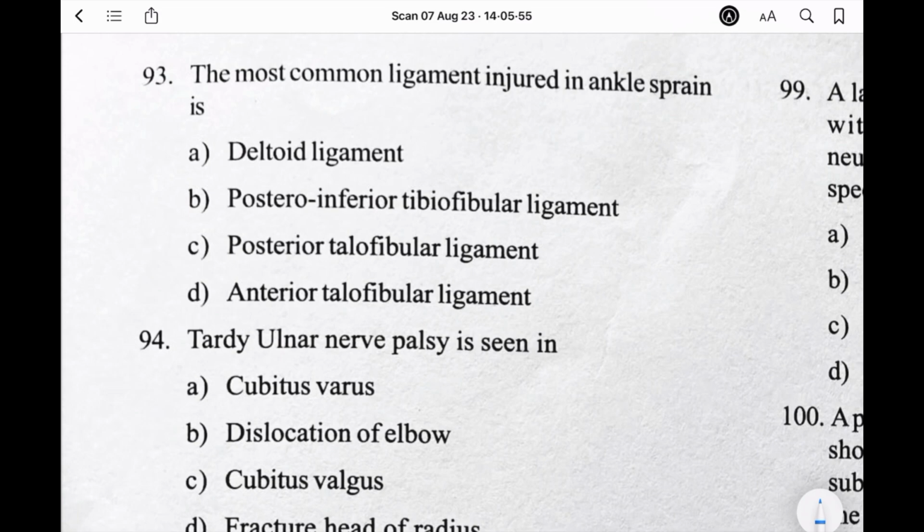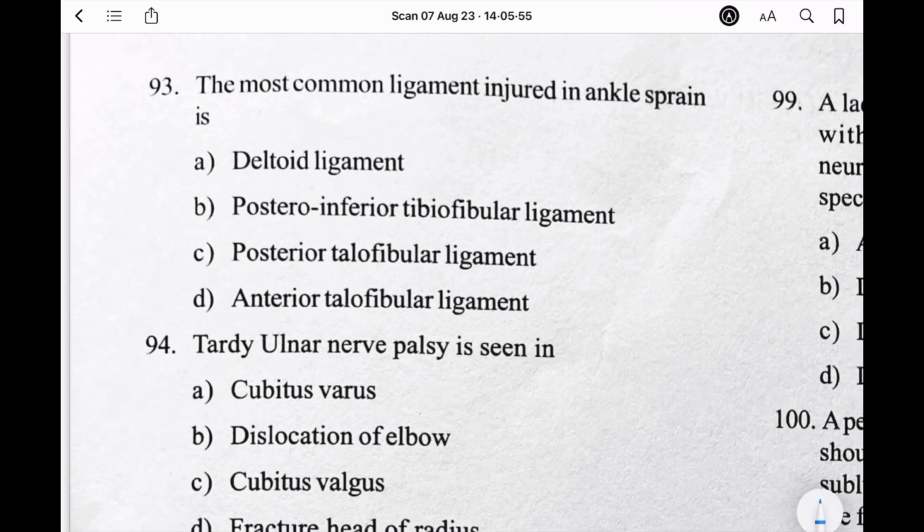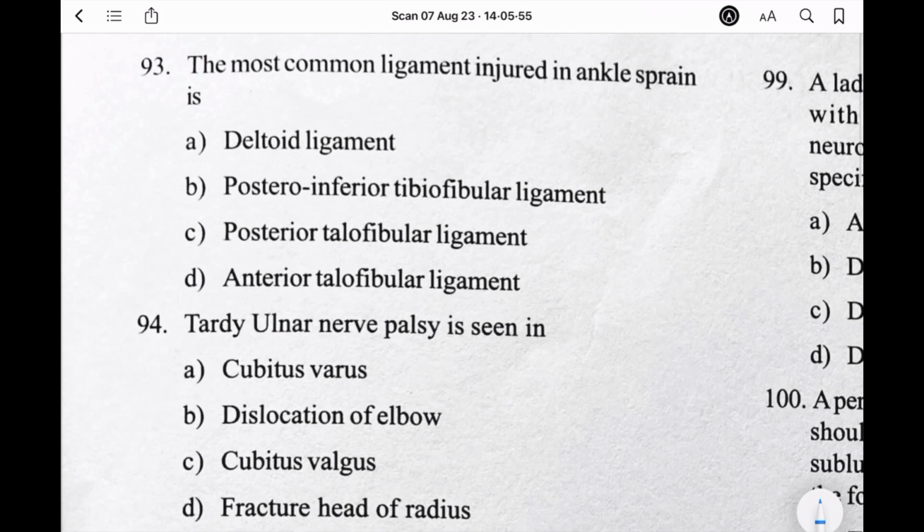Question number 93, the most common ligament injured in ankle sprain is. Options are deltoid ligament, posterior inferior tibiofibular ligament, C, posterior talofibular ligament, and D, anterior talofibular ligament. So ATFL is the commonest ligament injured in the ankle sprain. So correct answer is D, anterior talofibular ligament.